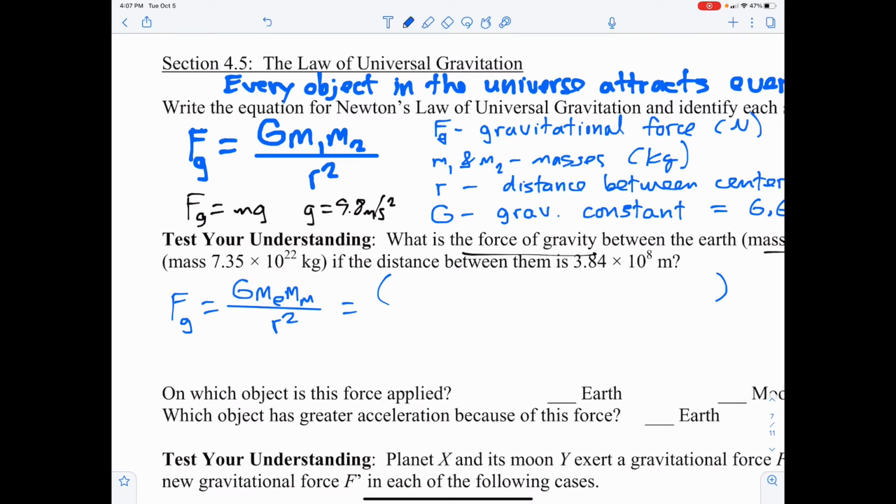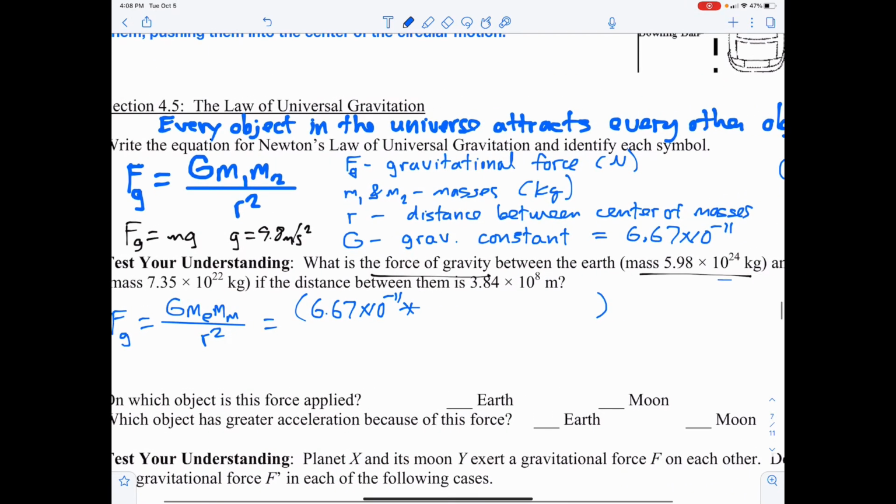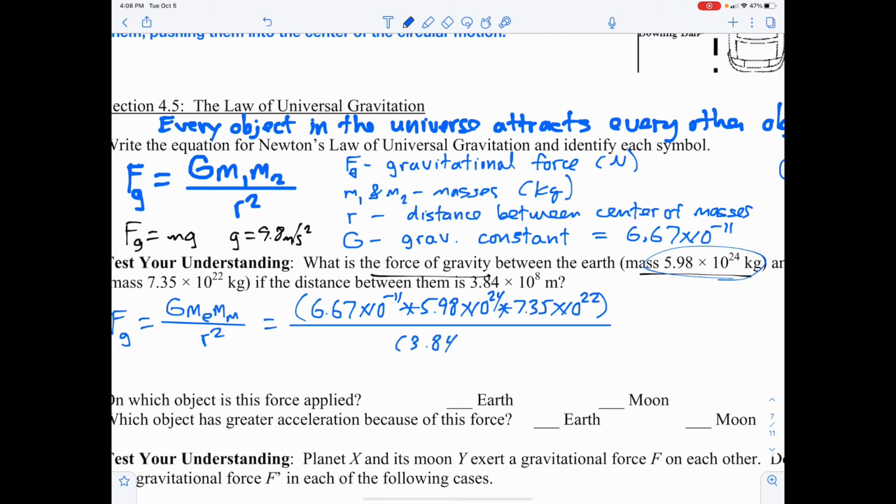So that would be G. G was the gravity constant, 6.67 times 10 to the negative 11. I'm going to multiply that times the mass of Earth, which, if you remember, was 5.98 times 10 to the 24. And that's going to be multiplied times the mass of the Moon, which is 7.35 times 10 to the 22 kilograms. All that's going to be divided by R, which is 3.84 times 10 to the 8, and then we need to square that. So we're going to square that part right there.